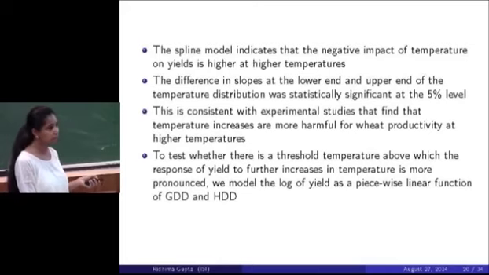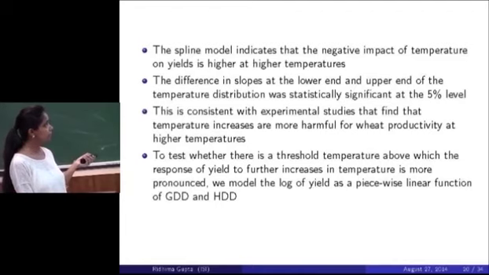So there's some evidence that the impact of temperature on yield is that high temperatures are more harmful to yield productivity than maximum temperatures. And the difference in these slopes was statistically significant at the 5% level. This is consistent with experimental studies that find that temperature increases are more harmful for wheat productivity at high temperatures.